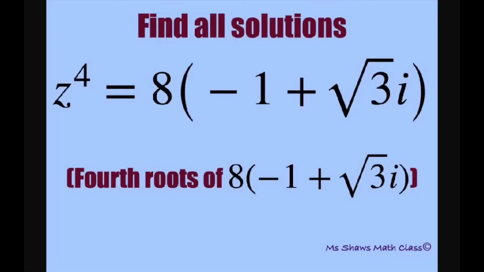We're going to find all solutions for z to the power of 4 equals 8 times (negative 1 plus square root of 3 times i). In other words, we're getting the fourth roots of 8 times (negative 1 plus square root of 3 times i). So first, let's write this out. We're going to let z equal r times (cosine of theta plus i times sine of theta).